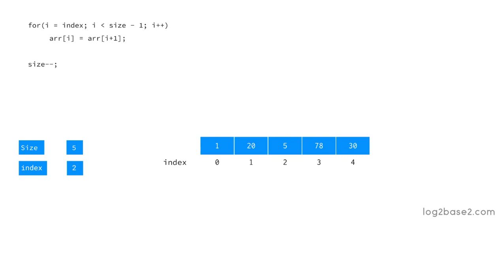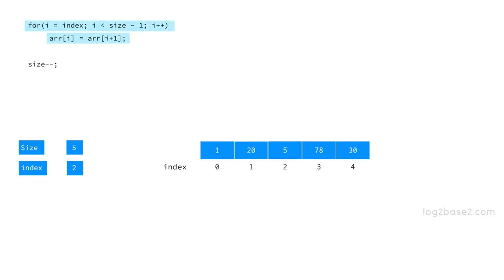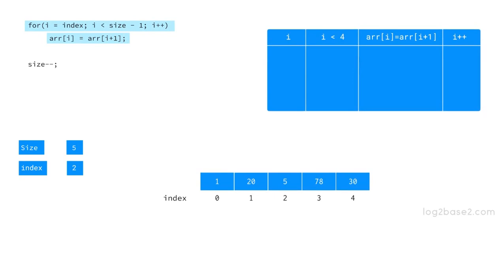Now let us see how the code works. First i equal to index, that is from where we want to remove the element. Here i equal to 2, index equal to 2. It checks if 2 is less than 4. The condition is true, so array of 3, which is 78, is moved to index 2 replacing 5. Now incrementing, i becomes 3. Now checks if 3 is less than 4. The condition is true, so array of 4, which is 30, is moved to index 3.